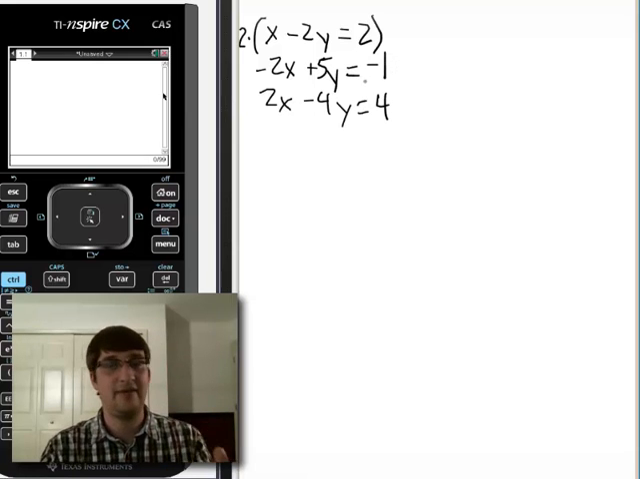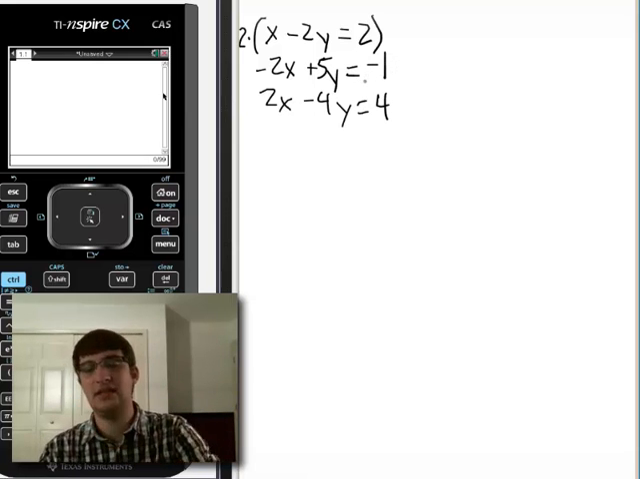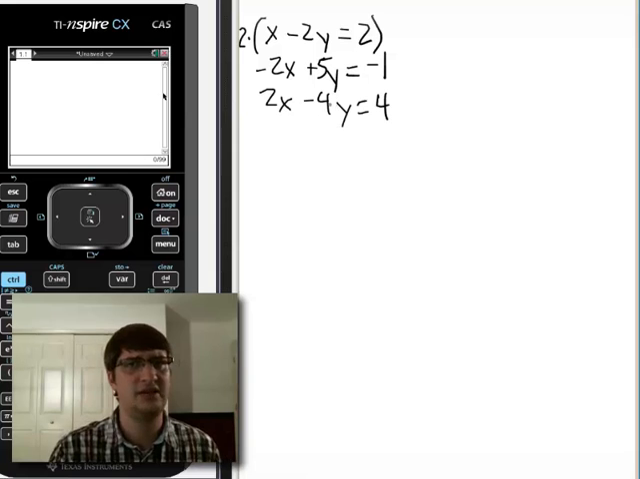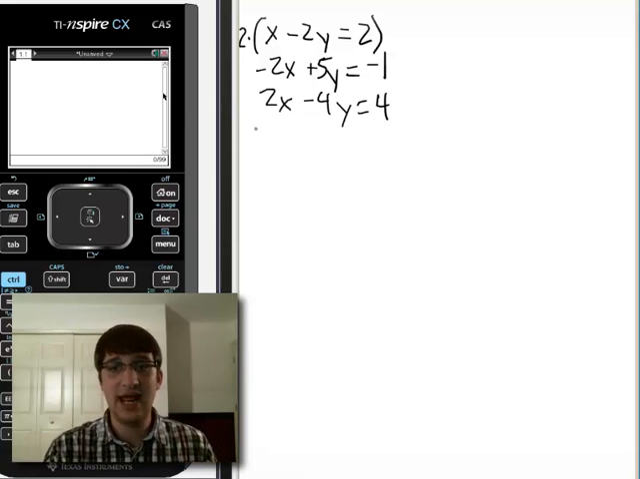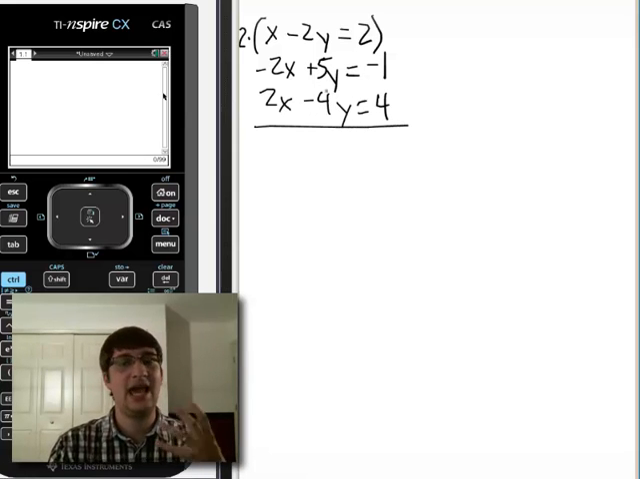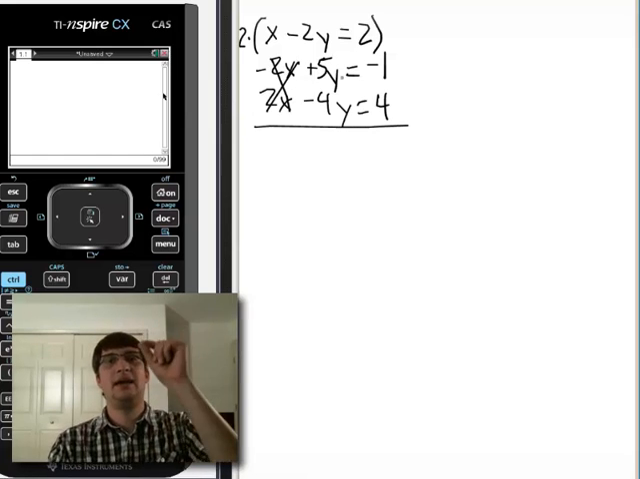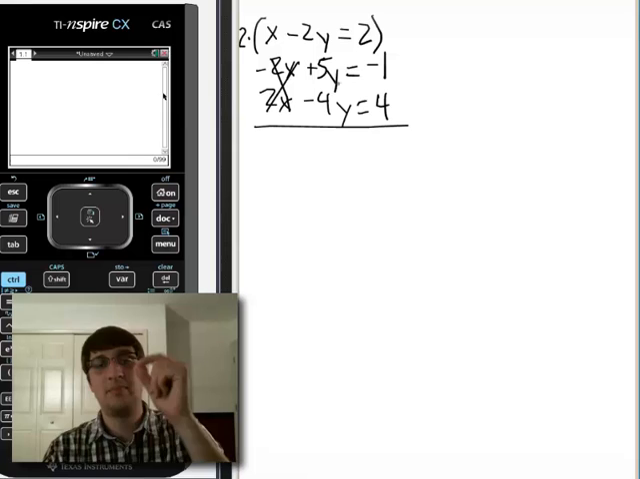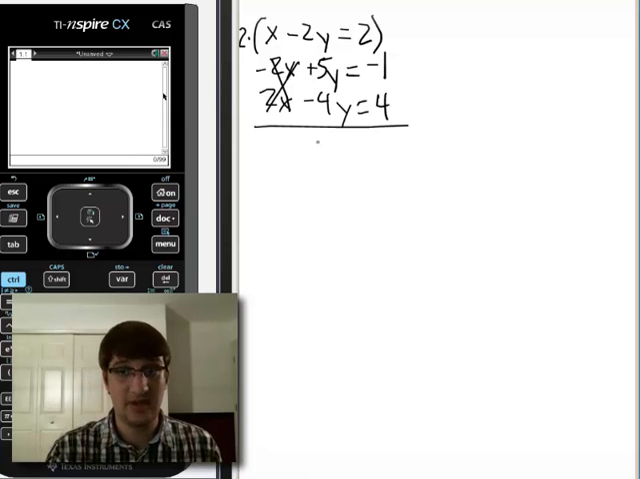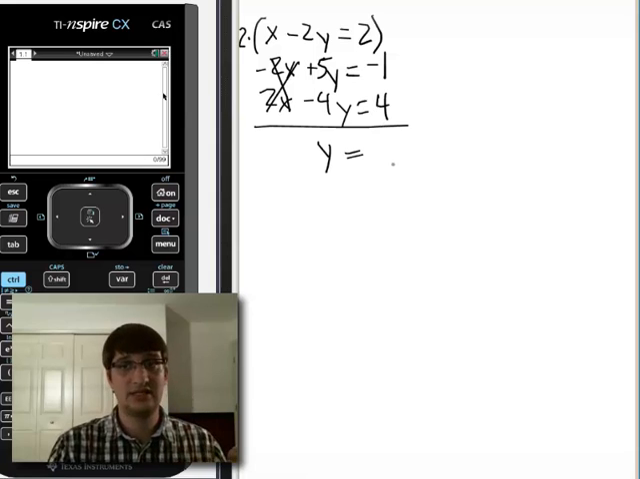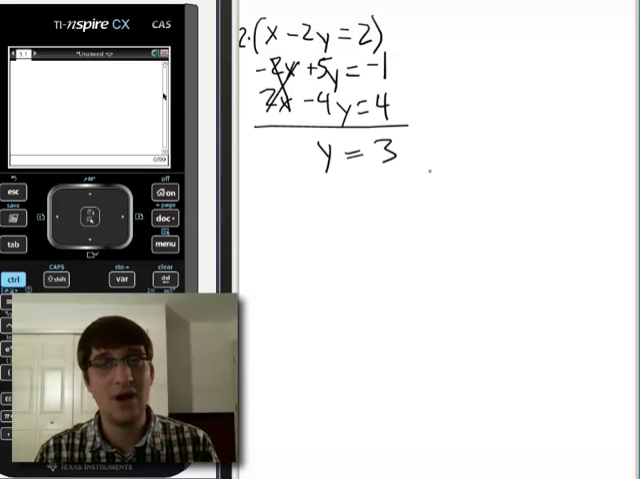Make sure you separate that y from the number with an equal sign. Don't forget that equal sign. It's going to mess you up. Anyway, so now look, I got opposites for the x's, so that's just going to pretty much cancel when I add these together. I get 5y plus a negative 4y, which is going to be a positive y, equals negative 1 plus 4, which is going to be a positive 3. So I just solved for y.